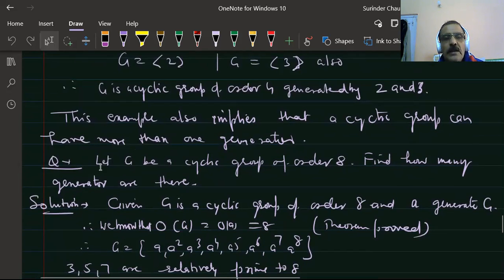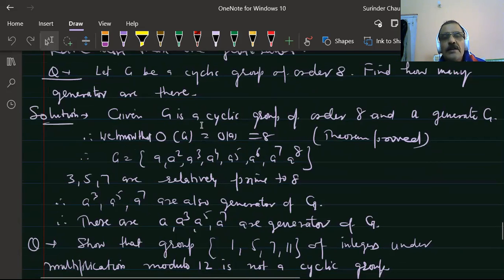Again, let G be a cyclic group of order 8. Find how many generators there are. The question is whether it can have only 2 or more than 2 generators. Which are the generators of a cyclic group? In the following study, we will make these things clear.